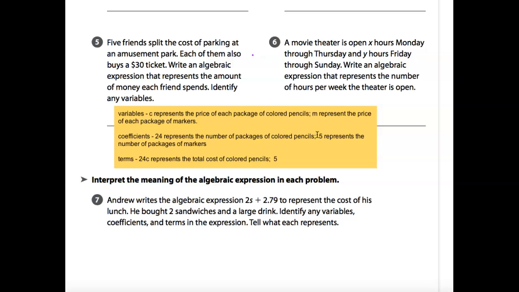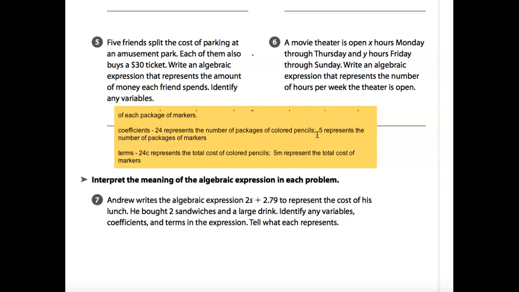Okay, and the other term, 5M, represents the total cost of markers. And then 1999 represents the cost of the bean bag chair. All right, so a teacher writes the algebraic expression 24C plus 5N plus 1999 to represent the cost of supplies she purchased for her classroom.